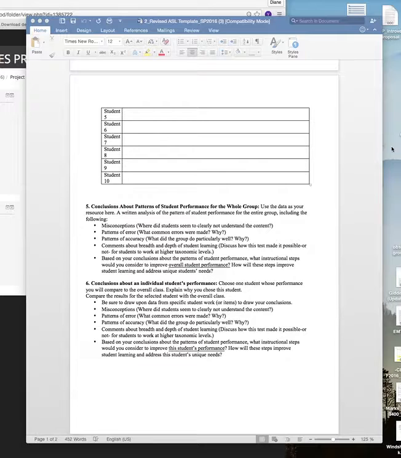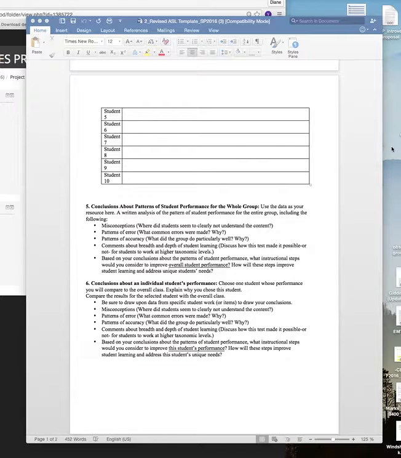So for part 5, you're going to look at conclusions and patterns about students' performance as a whole. So this section is going to be about general themes. And each of these bullet points needs to be addressed. One of the easiest ways to do this is to use the bullet points as headers and then just write your paragraph or two underneath. So you want to make sure that you talk about the misconceptions, patterns of error, then what students did well with patterns of accuracy, and this is across the whole class, okay?